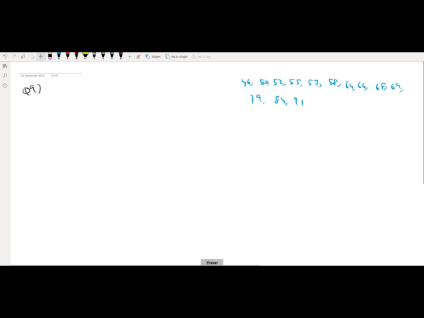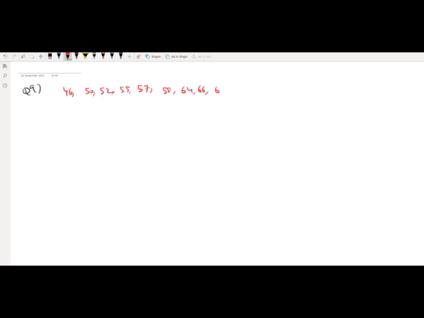I will write the same here again, because it looks better in the center. Now we will write it down in ascending order: 46, 50, 52, 55, 57, 58, 64, 66, 68, 69, 79, 84 and 91, right? This is the given data for us, and we are asked to find the interquartile range.